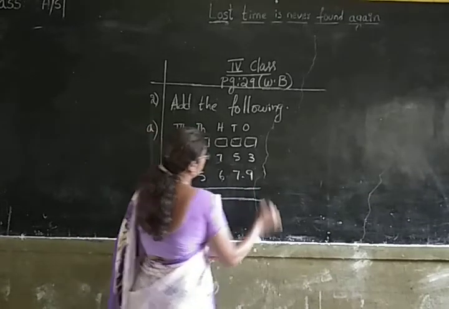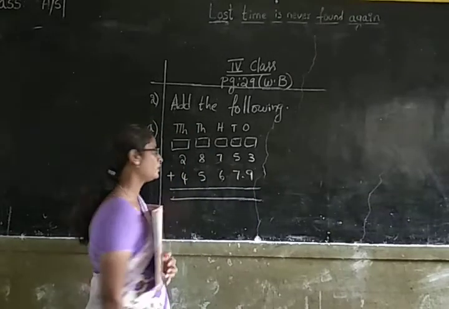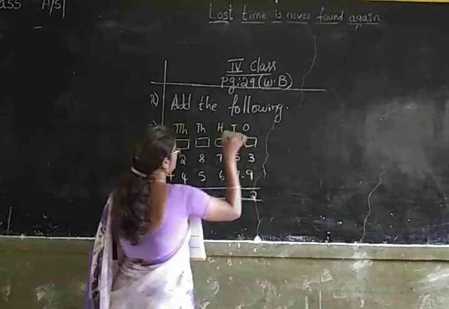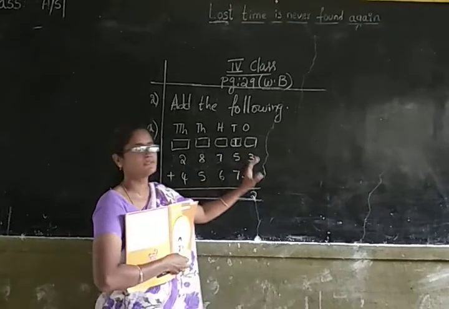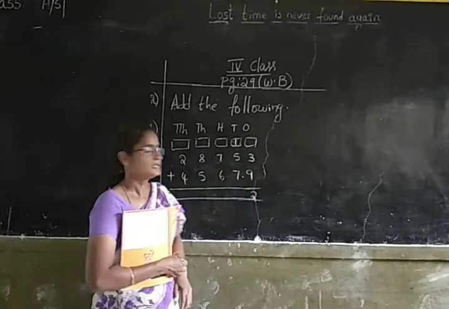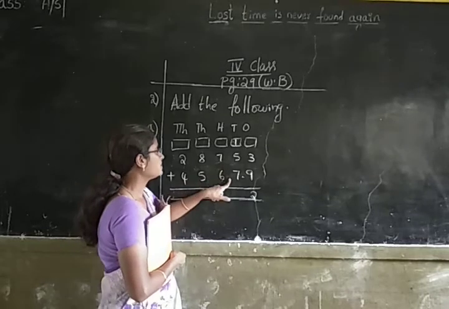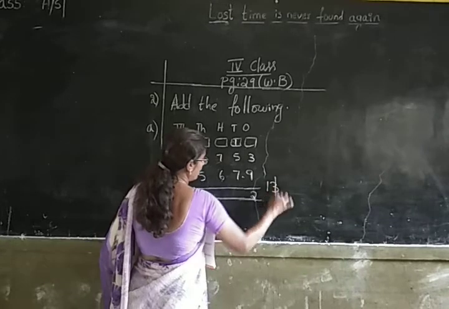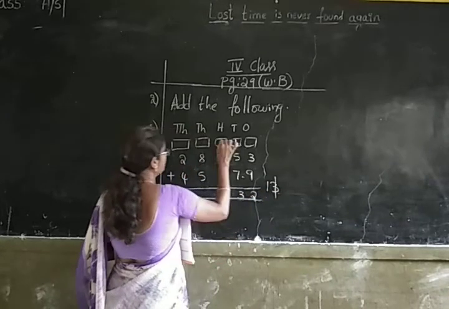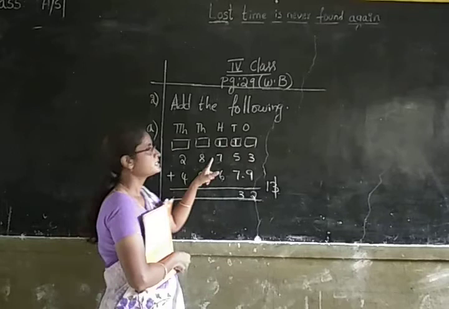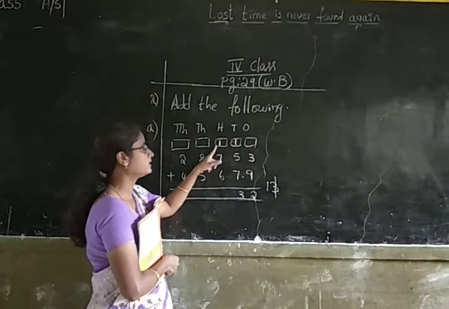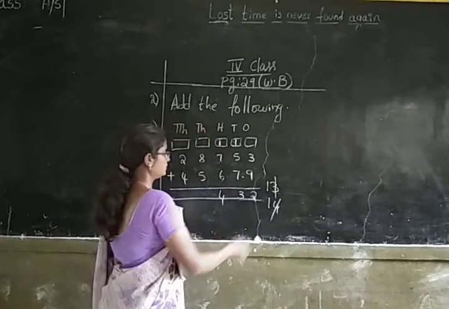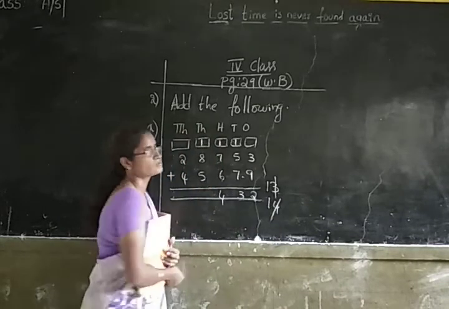9 plus 3 is how much? 9 plus 3 is 12. So you have to write 2 in ones place and carry away 1 to the tens place. Now we have to add the numbers in tens place. 5 plus 7 is 12 and 12 plus 1 is 13. We have to write 3 in tens place and carry away 1 to the hundreds place. 7 plus 6 is 13 and 13 plus 1 is 14. You have to write 4 in hundreds place and carry away 1 to the thousands place.